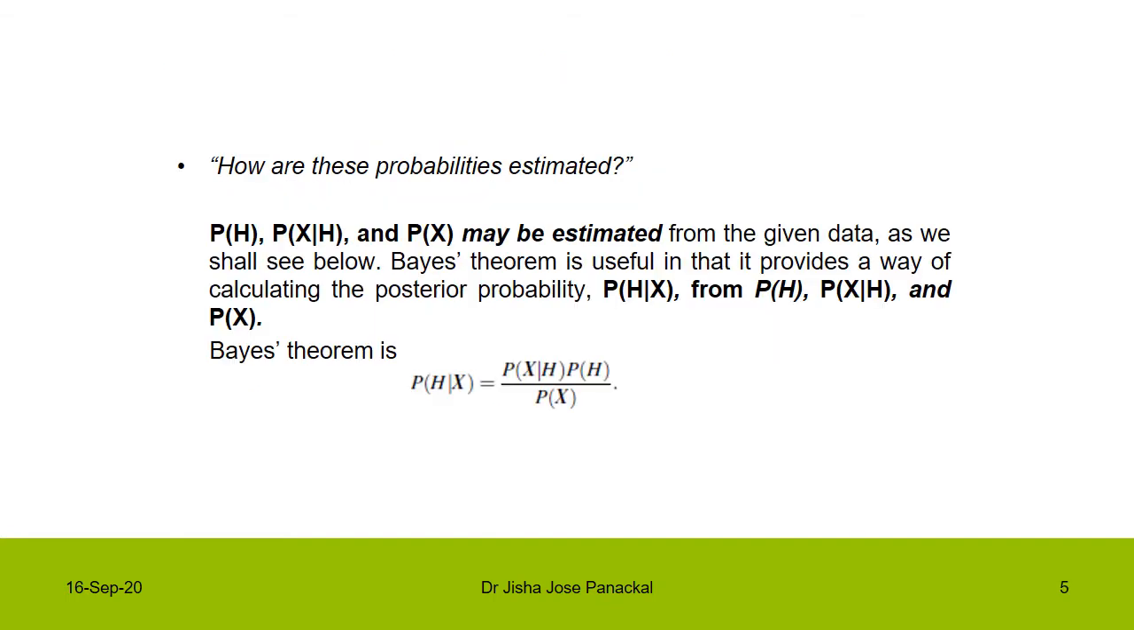Now we are moving on to Bayes' theorem, and the theorem says the probability of H conditioned on X is equal to the probability of X conditioned on H times the probability of H, divided by the probability of X. So this is the equation for Bayes' theorem. These are the probabilities we have to estimate. Let's see this by an example.